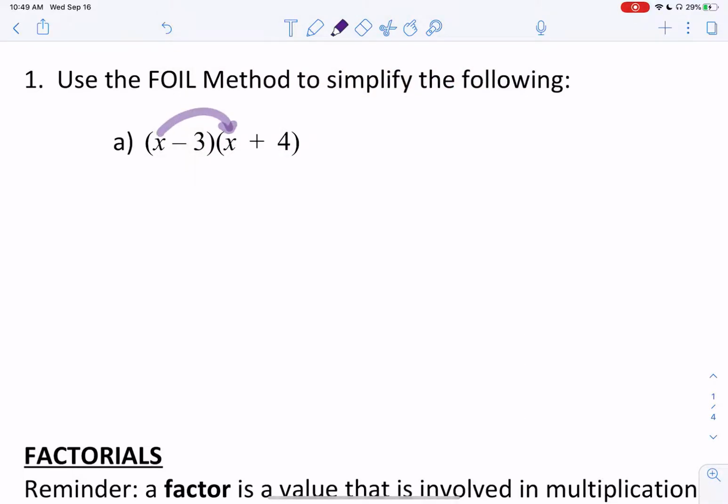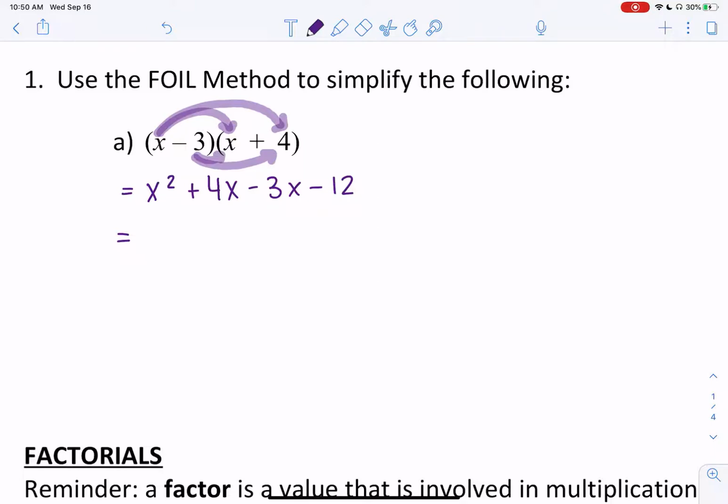So that's our first one. So the F in FOIL stands for first. So we do x times x, which is x squared. And then next is the O, which is outside. So we do this next one. So x times 4 is 4x. Then the inside, so negative 3 times x is negative 3x. And finally, our last one, negative 3 times 4, which is negative 12.